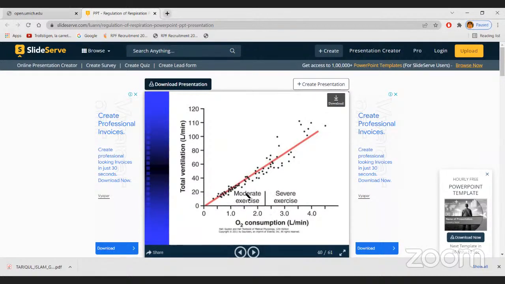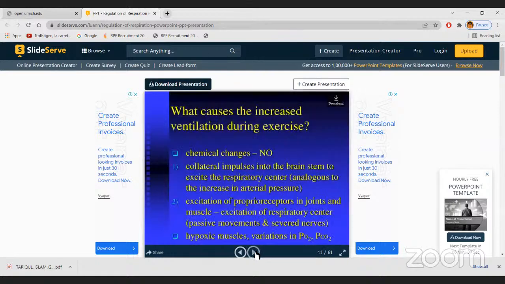So there is a difference. This is a moderate exercise. The breathing is very low. This is a severe exercise. The breathing is much more. So this is the consumption of oxygen levels.